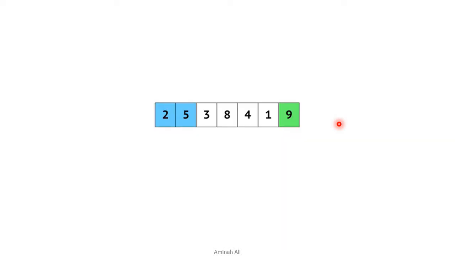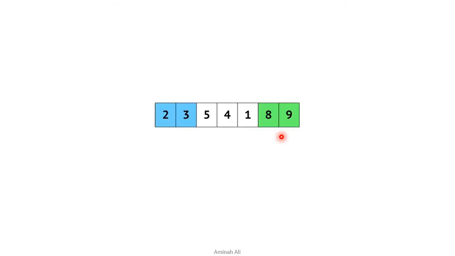So let's continue. Now again, we are going to compare 2 and 5. They are in place. 5 and 3, they are not in place, so we will swap them. Then 5 and 8, they are in place. Again, 8 and 4, they are not in place. We will swap them. Then 8 and 1, they are not in place. We swap them. And again, you can see that 8 is now on the right side of the array and it is also part of the sorted partition. So here we are done with our second iteration.